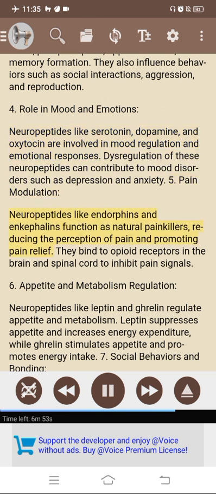5. Pain modulation. Neuropeptides like endorphins and enkephalins function as natural painkillers, reducing the perception of pain and promoting pain relief. They bind to opioid receptors in the brain and spinal cord to inhibit pain signals.